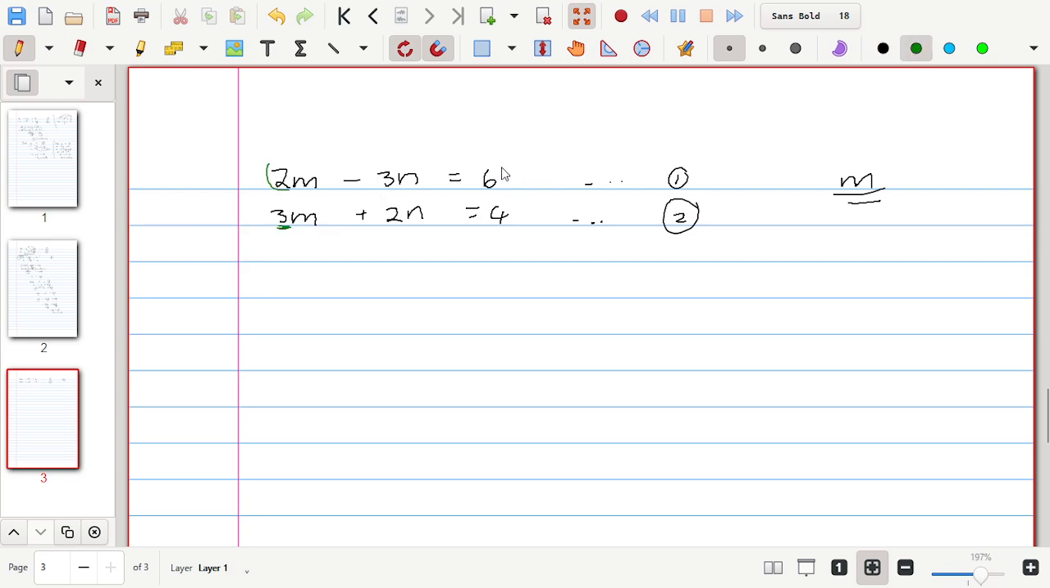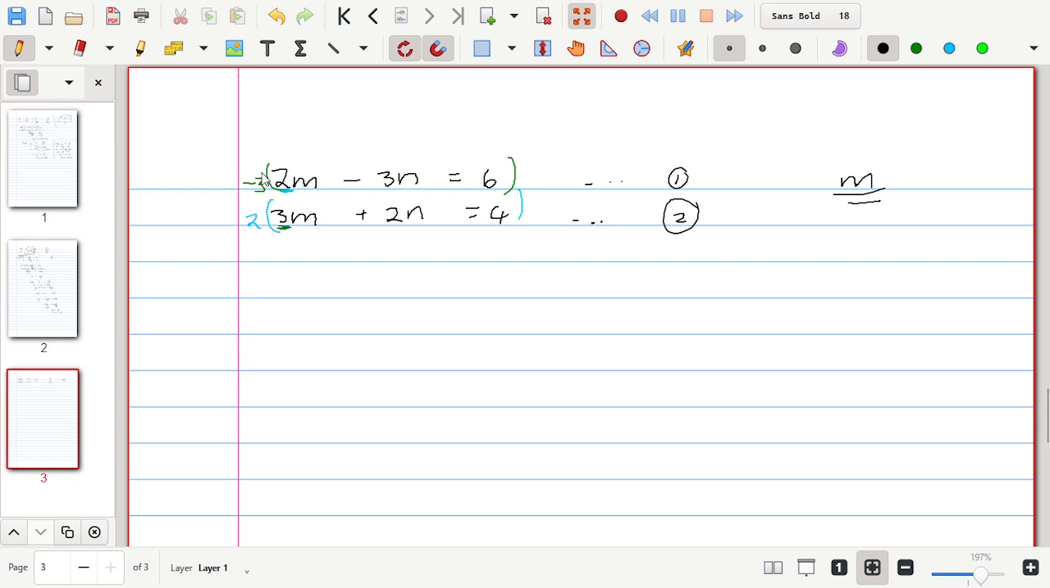To solve this problem, what I'm going to do is, for my first equation, this is 3m, so I multiply my first equation with negative 3. For my second equation, I will multiply by positive 2. You'll see why in just a second.